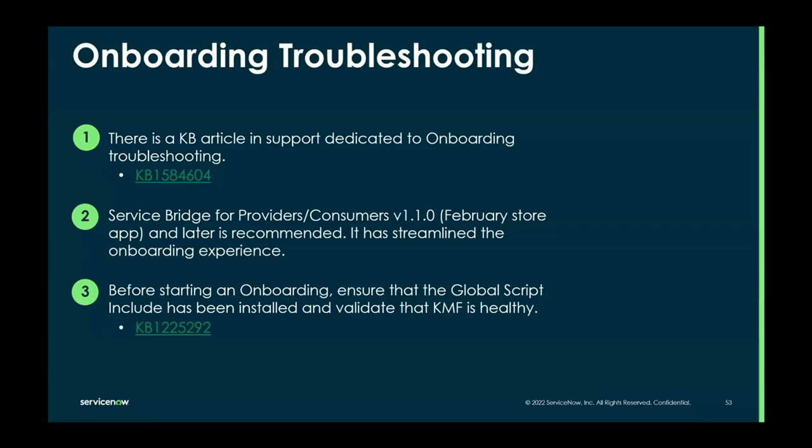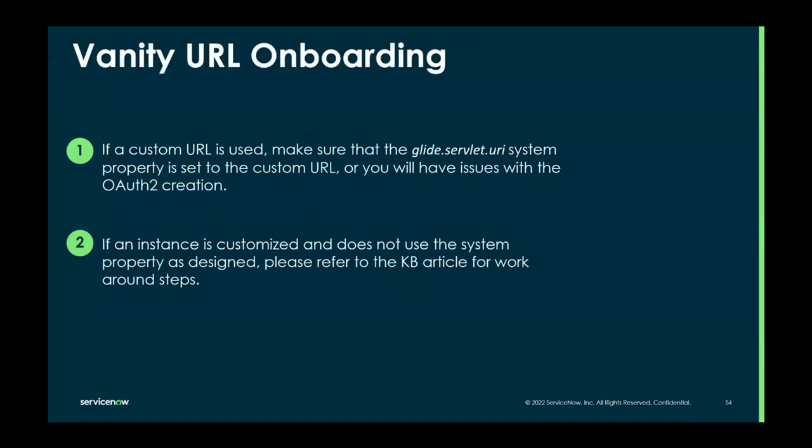So moving on, another issue that we have seen has to do more with configuration and customization of particular instances, but with vanity URLs. Within vanity URLs, there is a system property, glide servlet URI, and the custom URL should be populated within here. Then when OAuth creation from a platform level gets processed, it will go ahead and use the URL that is stored within that system property.